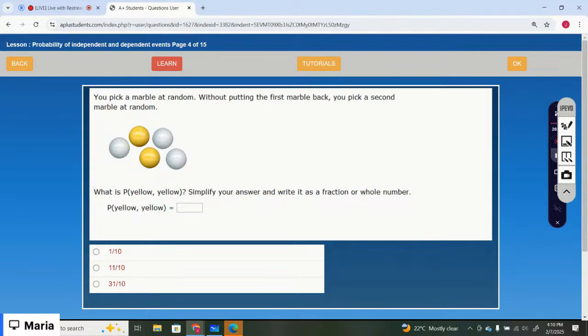You pick a marble at random. Without putting the first marble back, you pick a second marble at random. What is the probability of yellow and yellow?